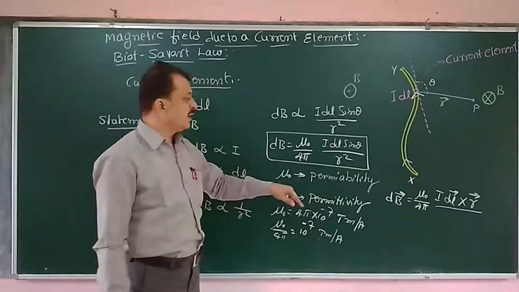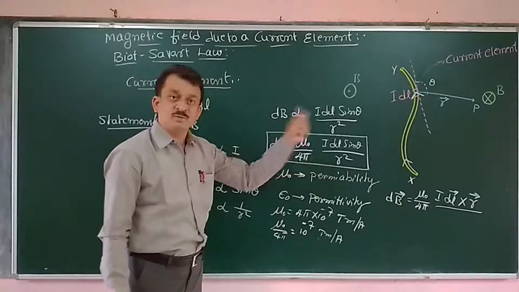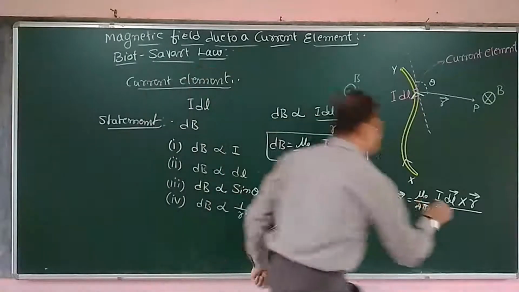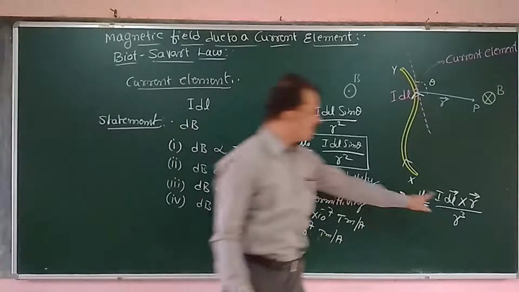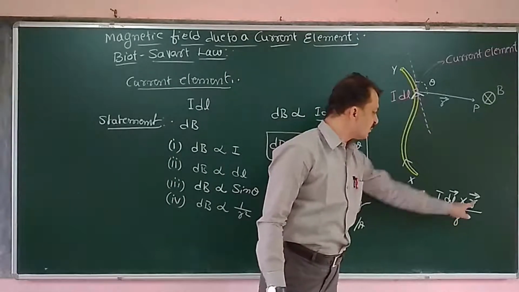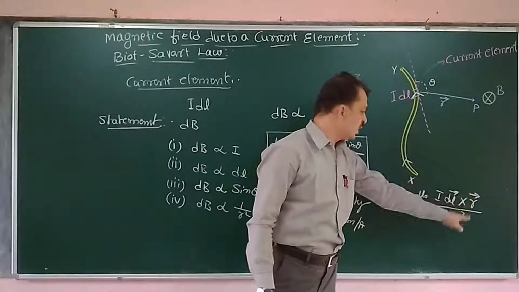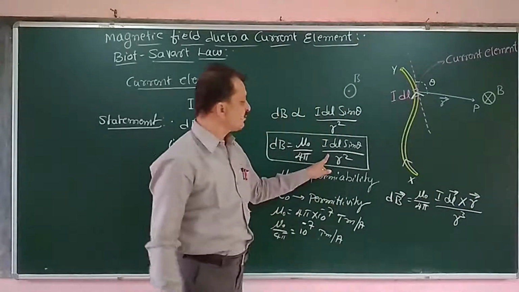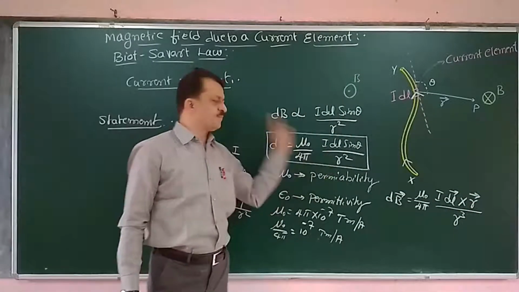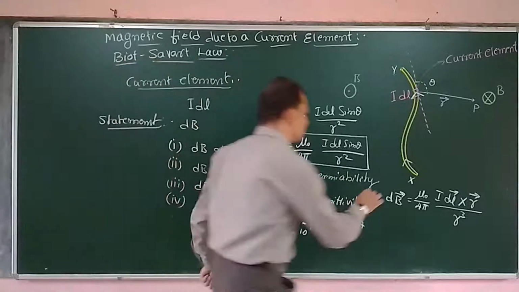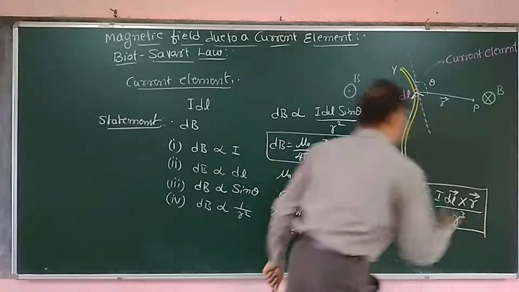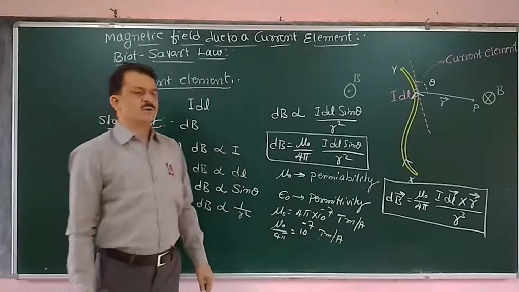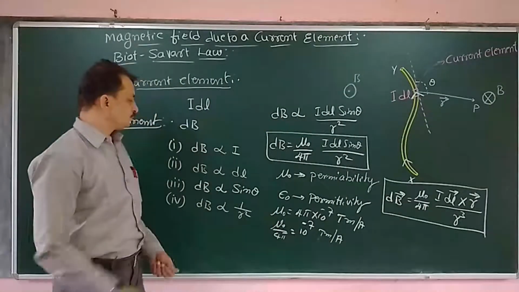So obviously the denominator r square becomes r cube. You should remember this one. If you simplify this one, dl cross r becomes dl r sin theta. One r gets cancelled. Once again we get the same relation. Now this is the vector form of Biot-Savart's law.